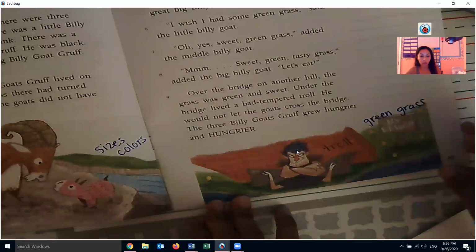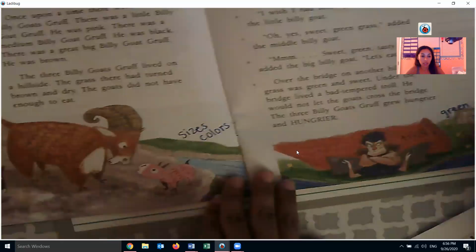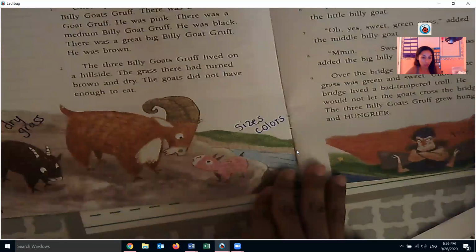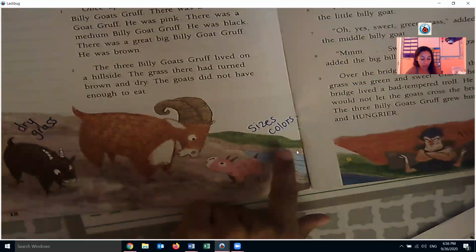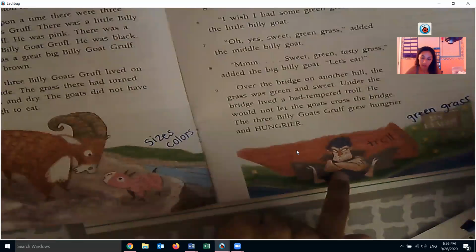Okay, so those are my little notes for these pictures. I can see the dry grass. I can see the sizes and colors of the goats. I can see what the troll looks like. I can see the green grass.